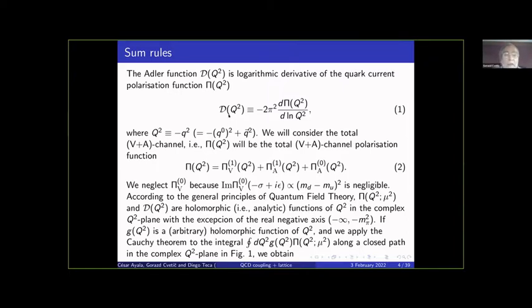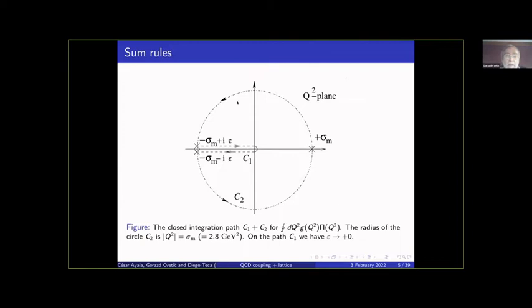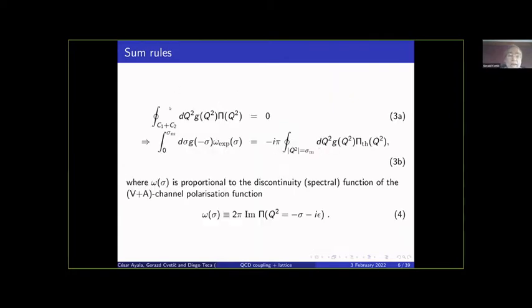Now, the sum rules come from the following fact that this correlator is a holomorphic analytic function in Q squared. Q squared is minus the square of the momentum. And if we multiply this correlator by a holomorphic function, we can use the Cauchy theorem. For example, in the Q squared plane with radius sigma m, which is roughly mass of the tau squared, in fact, 2.8 GeV squared. And Cauchy theorem gives us the sum rules, where on the left-hand side, we have the experimental parts. This is the weight function.